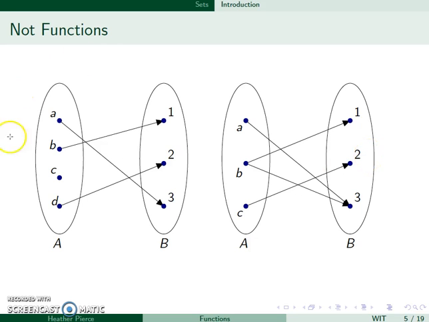These are examples of non-functions. So for example, this first one here, we have this issue that C is not being assigned anywhere. So that violates the condition of being a function. Our second one, B is not being assigned to a unique element. It's being assigned to two different elements. So this also violates what it means to be a function.